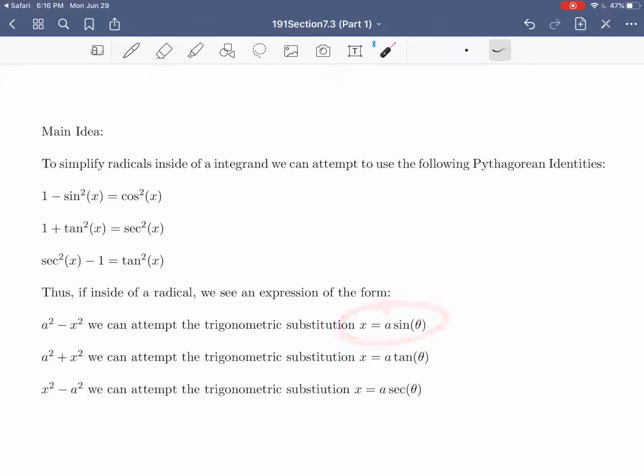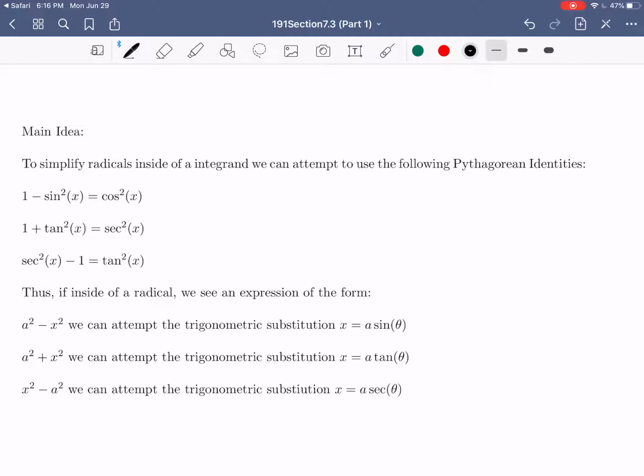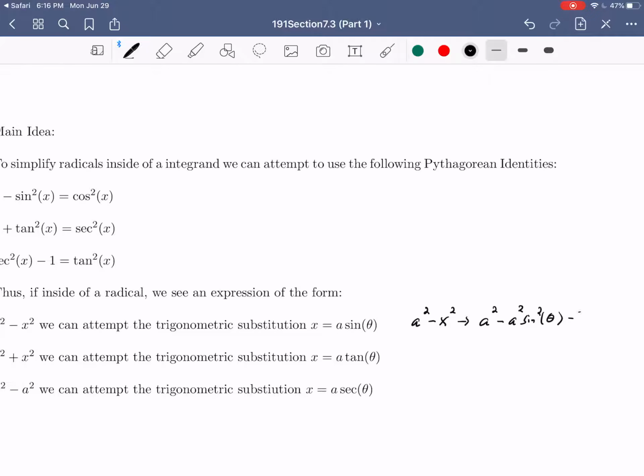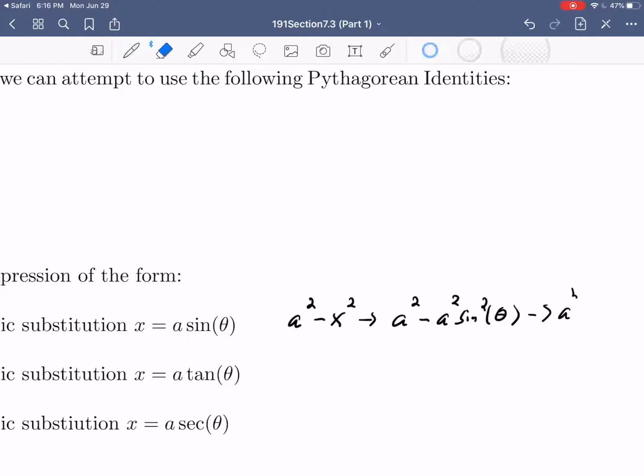Why will x equals a sine theta work well? Well, if you do that, then your a squared minus x squared will become a squared minus, and if we plug a sine theta into x squared, we get a squared sine squared theta. Then you can factor out the a squared. Let's zoom in a little bit to make that easier to write. If you factor out that a squared, this one we want an equal sign, you get a squared times 1 minus sine squared theta. And then you'll be able to replace that 1 minus sine squared with a cosine squared.